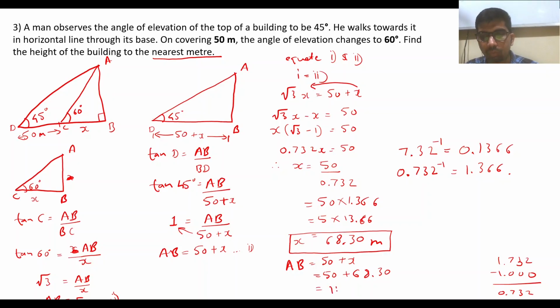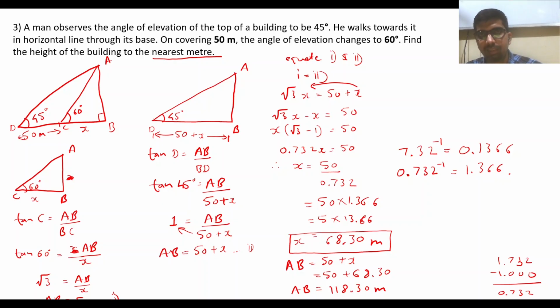6 plus 5 is 11, so 118.30 meters. But this is not the answer. They have told us to find the height of the building to the nearest meter. The number after the decimal is 3. If the number is less than 5, you have to round down. If the number is 5 or more, you have to round up.